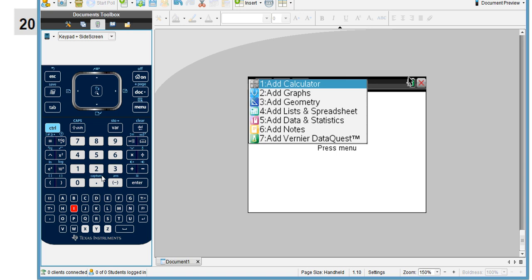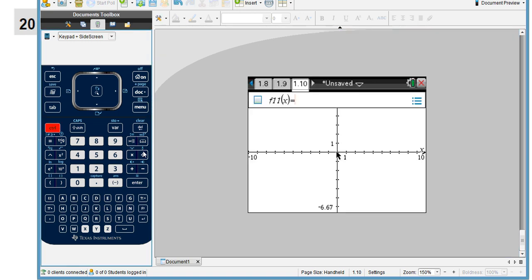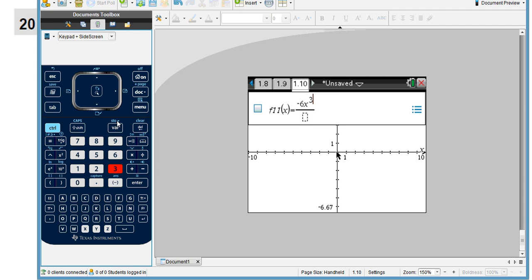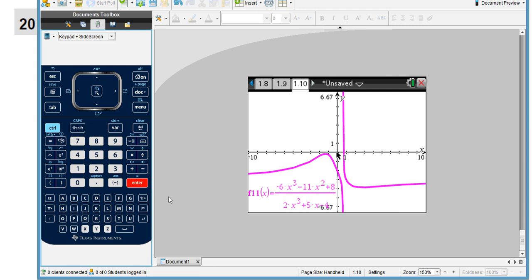If you do Control I, add graph, we're going to just enter the function as given. So we get negative 6x cubed in the numerator. And then also in the numerator, minus 11x squared. And then we have plus 8. And then in the denominator, we have 2x cubed, and we have plus 5x minus 4. And then we hit that.